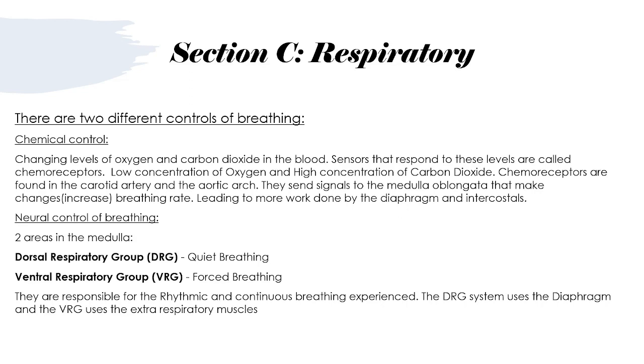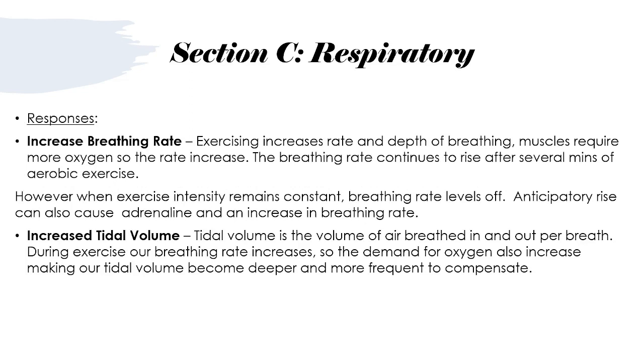It's done by the diaphragm and intercostals again. Then the neural control. So there's two areas. There's the DRG, which is the dorsal respiratory group, and the VRG, the ventral respiratory group. DRG is responsible for the quiet breathing, right? VRG is that forced breathing. They're both responsible for the rhythmic and continuous breathing experienced. DRG uses the diaphragm, the VRG uses the extra respiratory muscles.